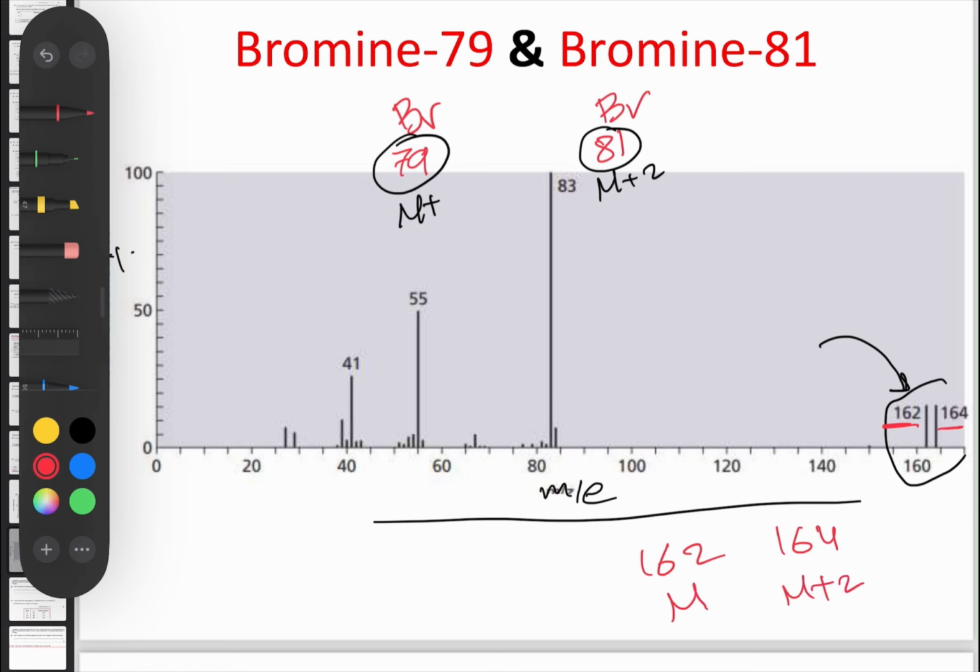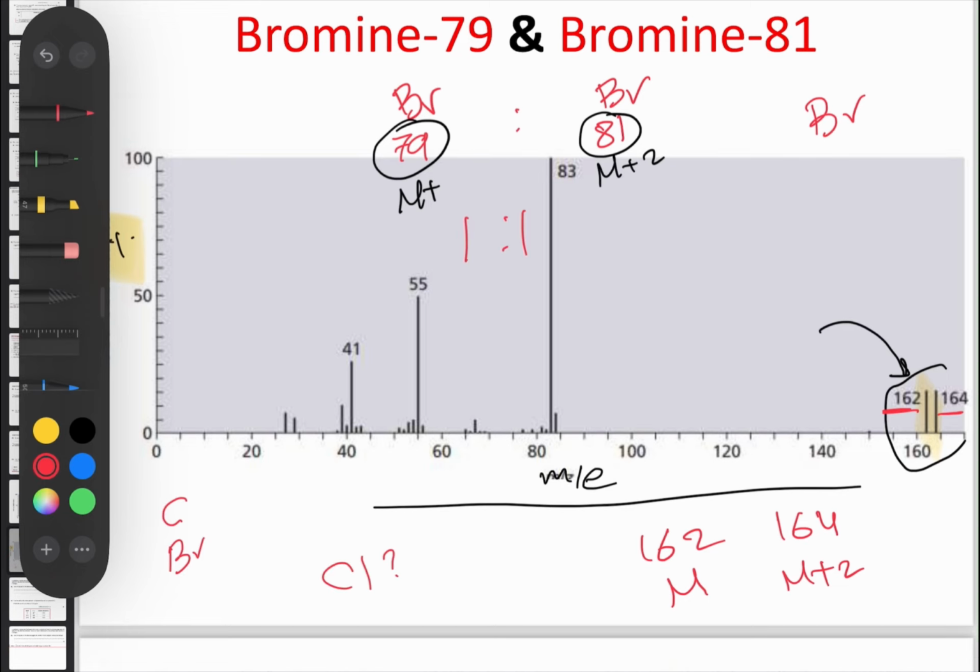But how can I determine whether I have a bromine or a chlorine? The rule says if you have two peaks that are the same height or the same relative abundance, then the halogen that you have is Br. So the Br isotopes have a ratio between each other of 1 to 1.